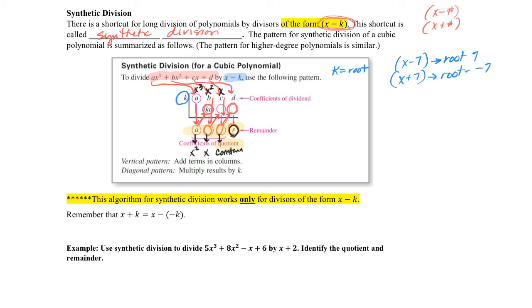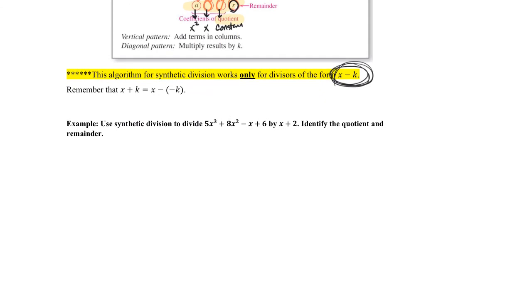Okay, so we're going to work through one of these. It'll make a lot more sense. Again, remember, this only works for divisors that are in the form of x minus k. All right, so let's go through an example. Use synthetic division to divide 5x cubed plus 8x squared minus x plus 6 by x plus 2. So x minus k here would be x minus negative 2. That's how I get the x plus 2. So my root is negative 2.